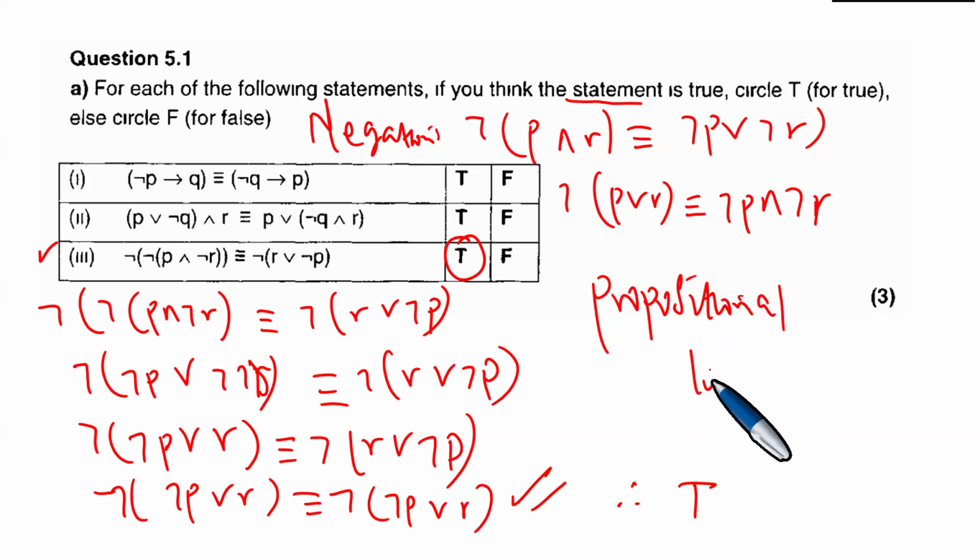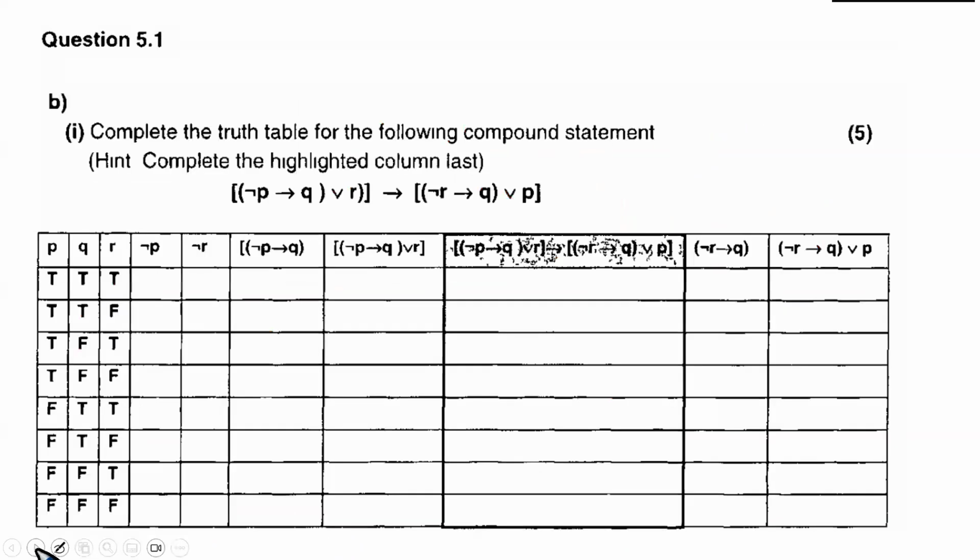I want us to look at the next question on propositional logic and try to make sense of it. We move forward. Right, so now this one is way too easy and very interesting. We need to complete the truth table for the following compound statement. Hint, complete the highlighted column last. So you're going to complete this one last because it has all the symbols we need. But now let us look at this one here, which has one, two, three, four, five, six, seven, eight rows there.